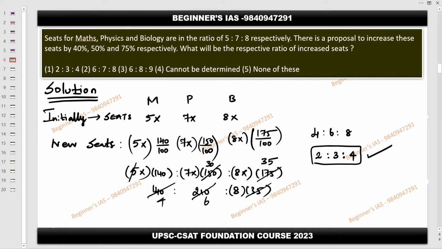Anybody having a doubt? Option number A, 2 is to 3 is to 4. Clear, everyone? Yes. Okay. Suppose if you are having a doubt, please clarify. If not, we will move on to the next problem. Let us move on with the next problem.